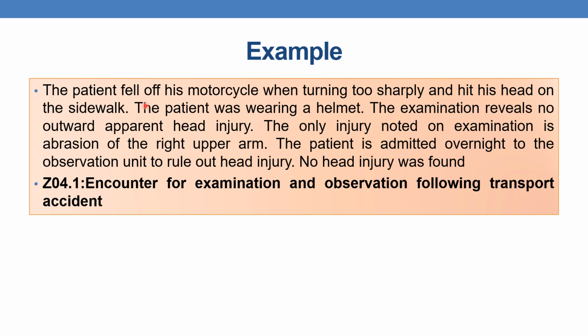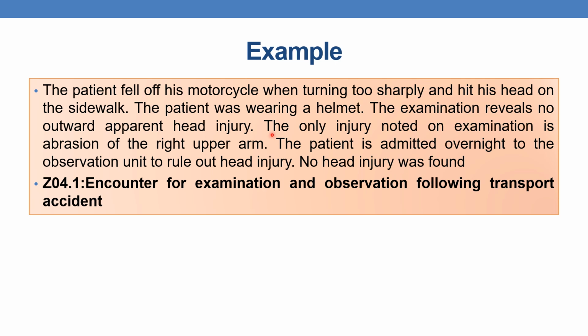First one is: patient fell off his motorcycle when turning too sharply and hit his head on the sidewalk. The patient was wearing a helmet. The examination reveals no outward apparent head injury. The only injury noted on examination is abrasion of the right upper arm. The patient is admitted overnight to the observation unit to rule out head injury, and no head injury was found.